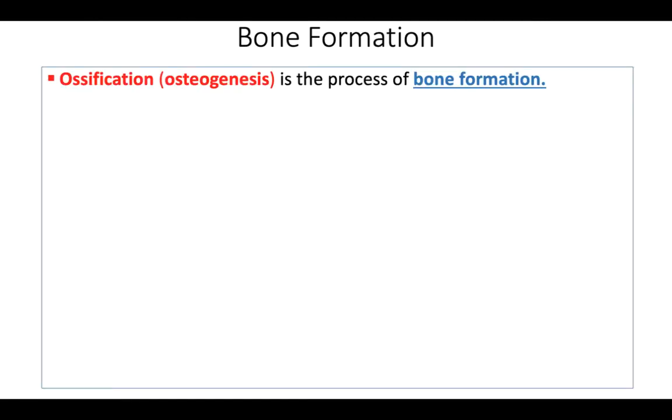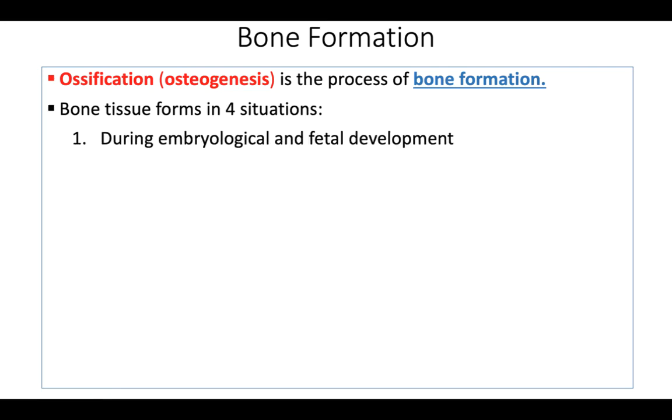All right, next topic is bone formation. Bone formation, or ossification, or osteogenesis, is the process of making bone tissue. Formation of bone tissue occurs in a number of situations. Obviously, number one is forming the bone during embryonic and fetal development. You have to initially form the bone, and then you have to grow the bone.